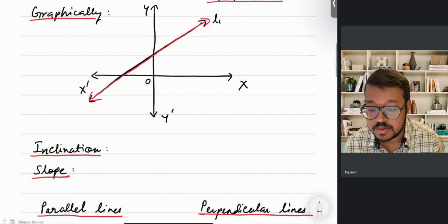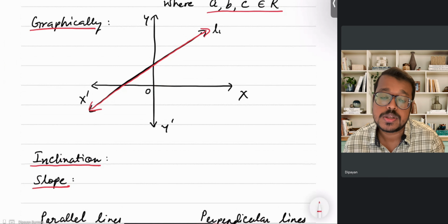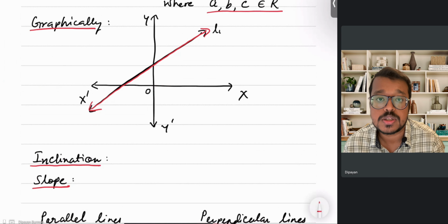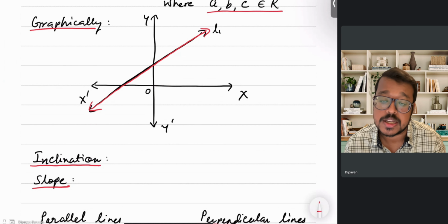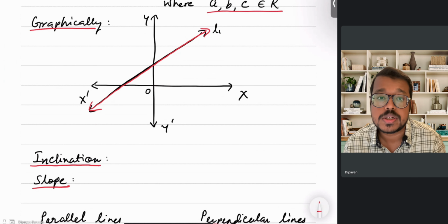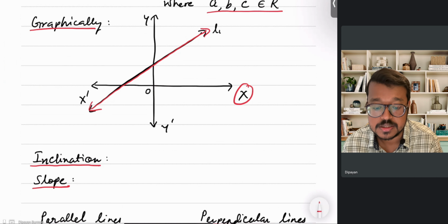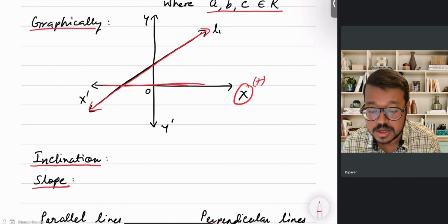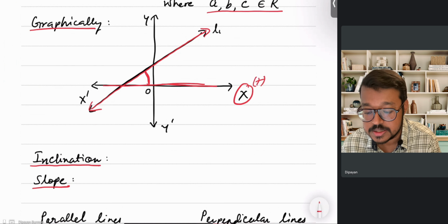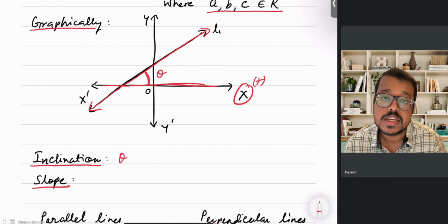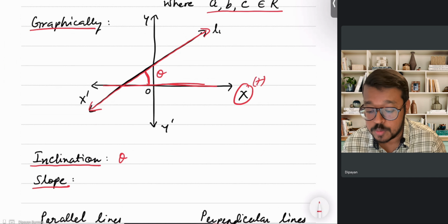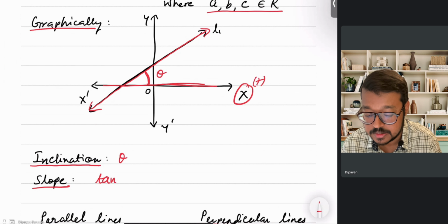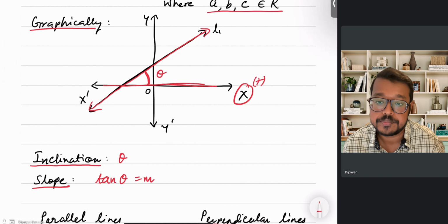Now we have a concept of inclination and slope. Suppose I represent an equation graphically, it's going to be a straight line. Now I look at the angle made by that line with the positive direction of the x-axis. This is the positive direction of the x-axis. So let's say this is the line and this is my x-axis. The angle in between is theta. So I will say that the inclination of this line is theta degrees, and the slope of this line will be the same as tan theta, which is written as m.